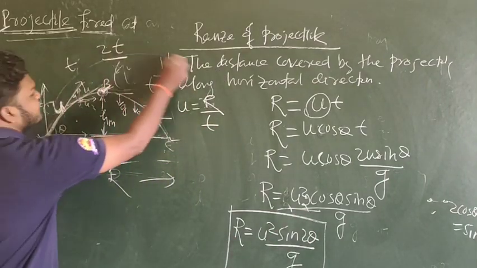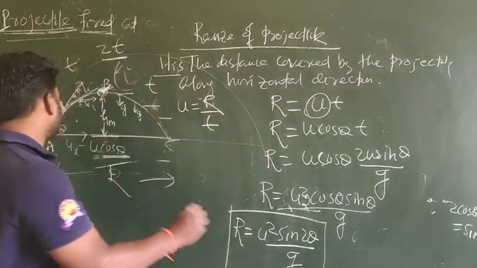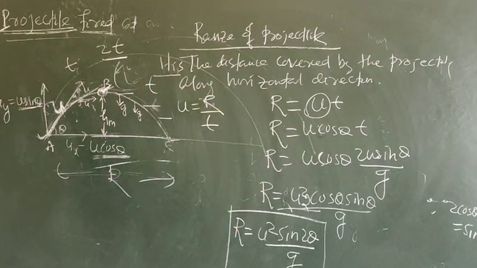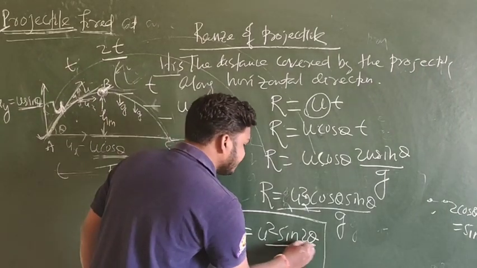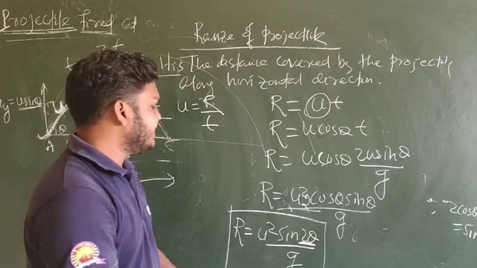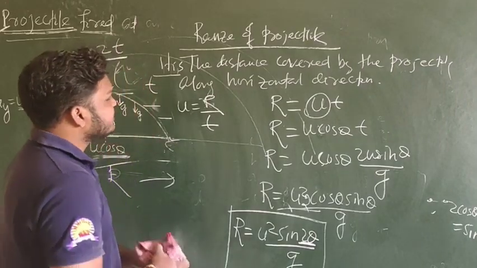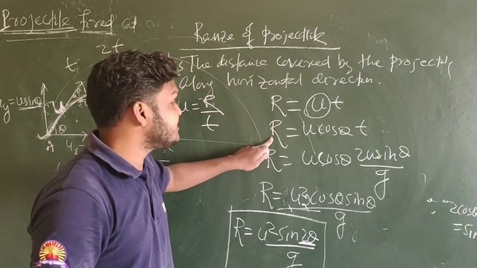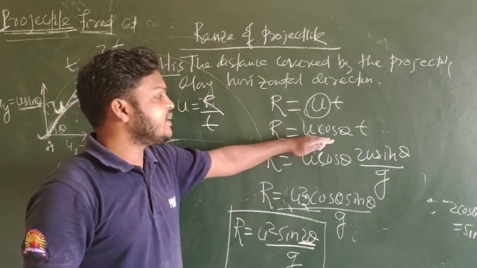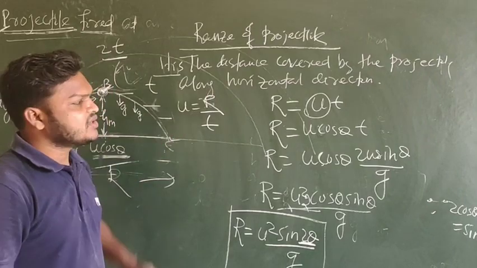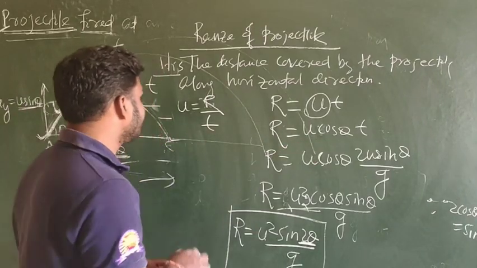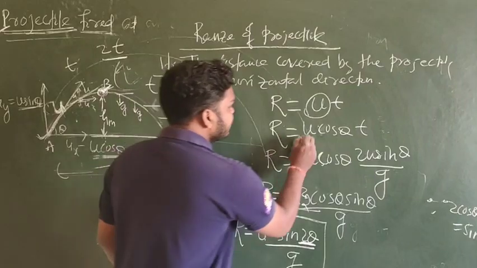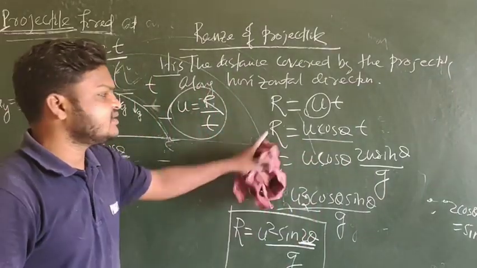Remember, when we project a body, how far it goes, the distance it travels in the horizontal direction, is the range. We will see when the range is maximum: if sin 2 theta is 1, then we say that the range is maximum. This is also most important. Range is simply derived from horizontal velocity, because the range is along the horizontal direction. And the formula is simple because horizontal velocity is always constant: velocity is equal to distance upon time, so distance is equal to horizontal velocity into time.